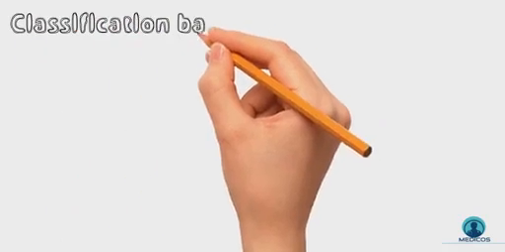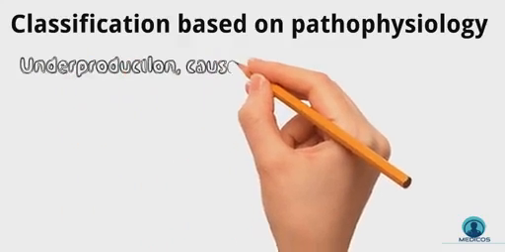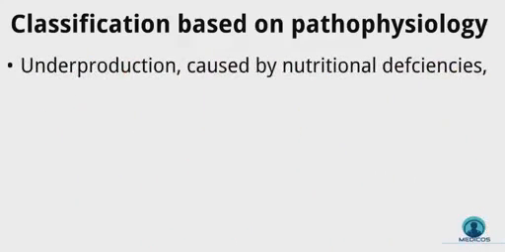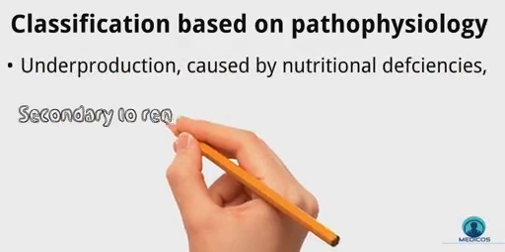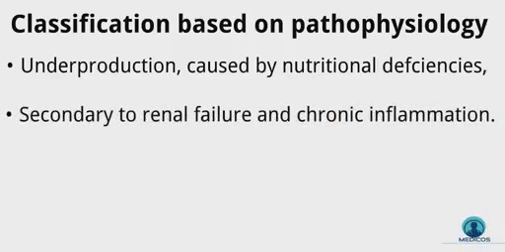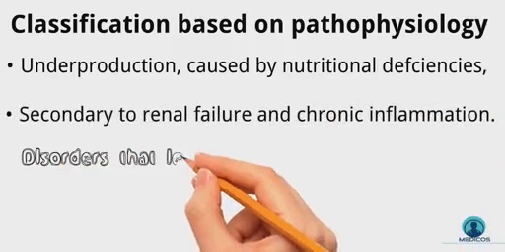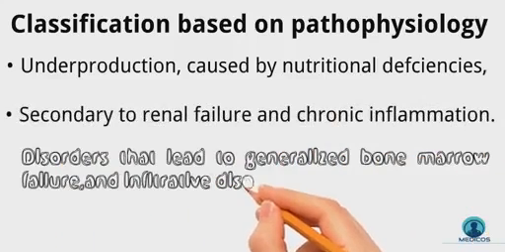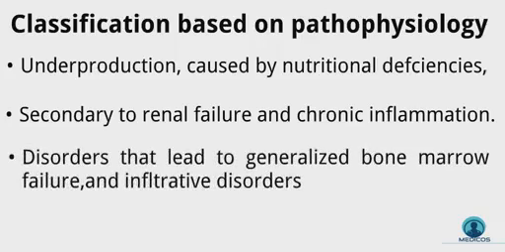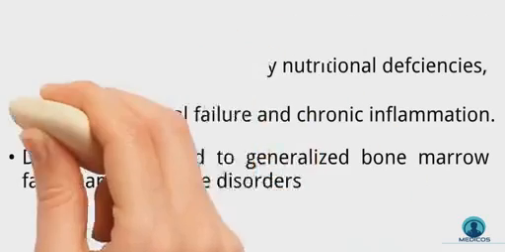Anemia due to reduced RBC production can be classified into several major categories based on pathophysiology. The most common and important anemias associated with red cell underproduction are those caused by nutritional deficiencies, followed by those that arise secondary to renal failure and chronic inflammation. Also included are less common disorders that lead to generalized bone marrow failure, such as aplastic anemia, primary hematopoietic neoplasms, and infiltrative disorders that lead to marrow replacement, like metastatic cancer and disseminated granulomatous disease.